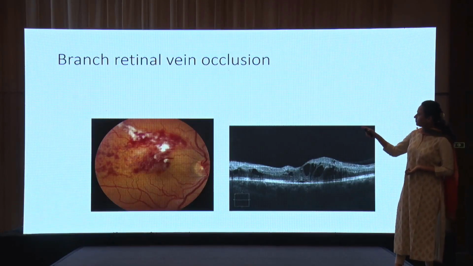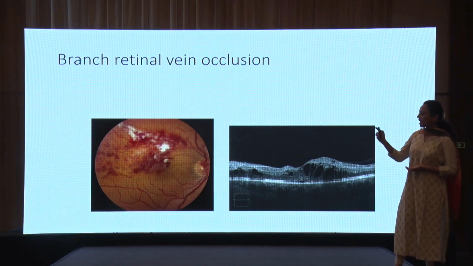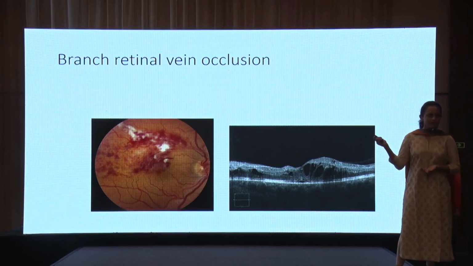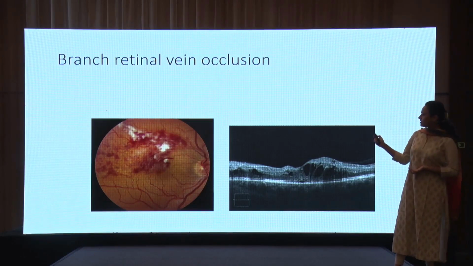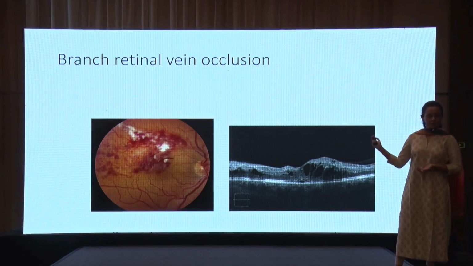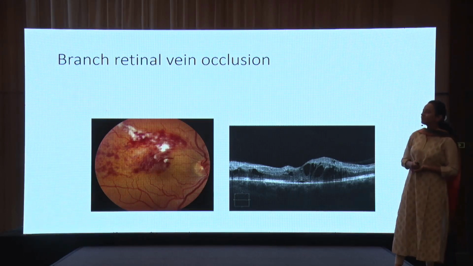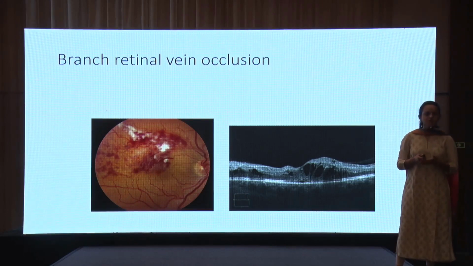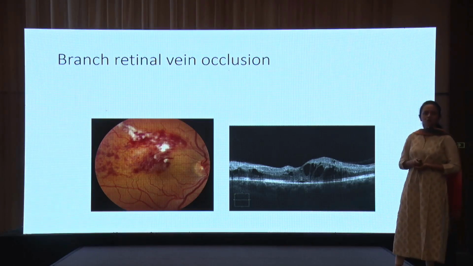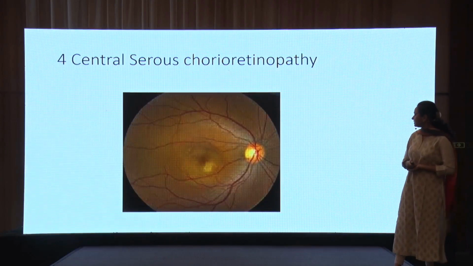A single blood vessel can get blocked, and this is how the disease is when one blood vessel, not the entire, not the central one, but the branch gets affected, and which is called branch retinal vein occlusion. Again, the treatment is the same. We give injection to reduce the swelling, and gradually these blood spots also go away.